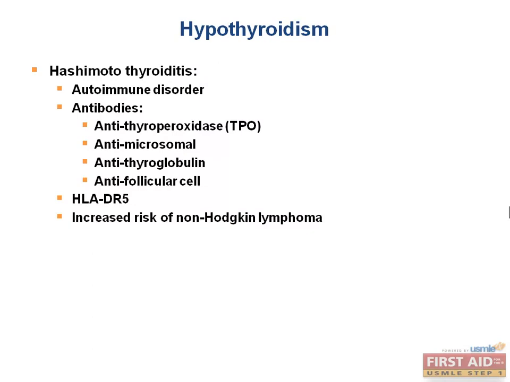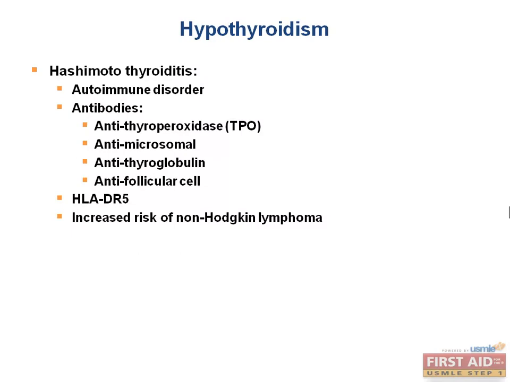Now you might be thinking, why is it important to know all that detail? Well, the boards can set you up with a question in which you have a patient who clearly has hypothyroidism, given the history and physical exam and lab findings. But the question might be, this patient is at increased risk for which cancer? And now you know it's non-Hodgkin's lymphoma of the thyroid.